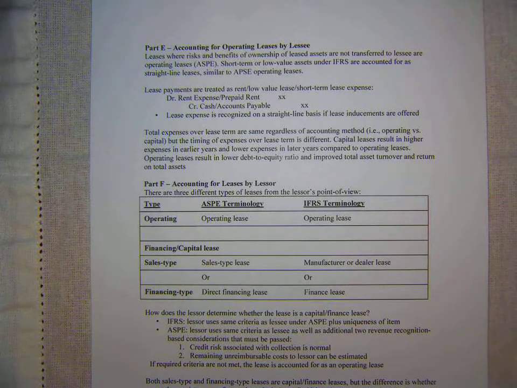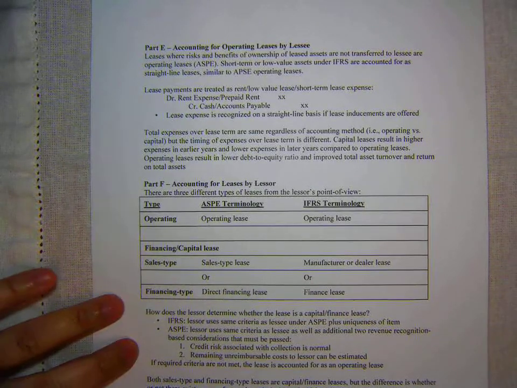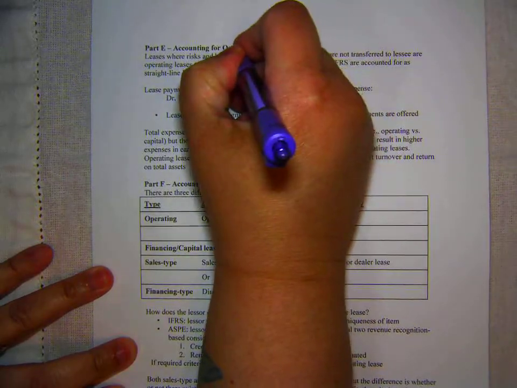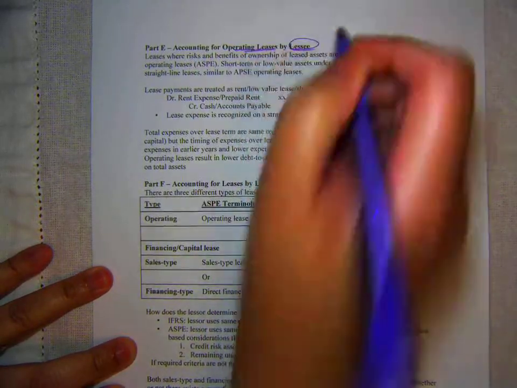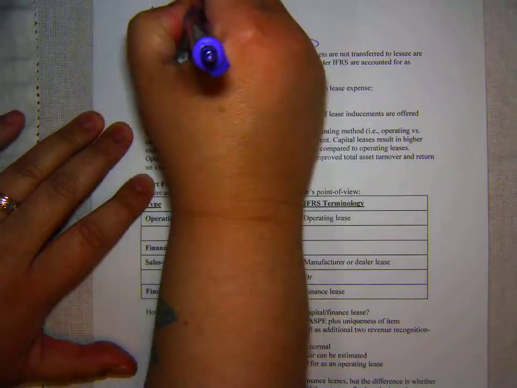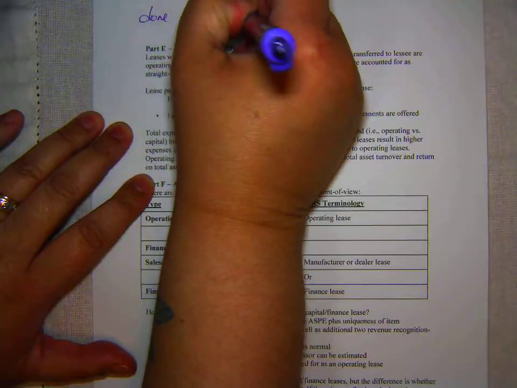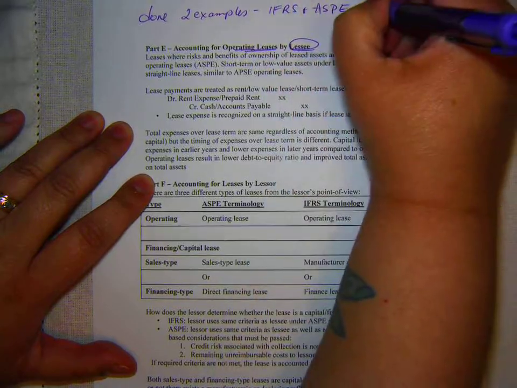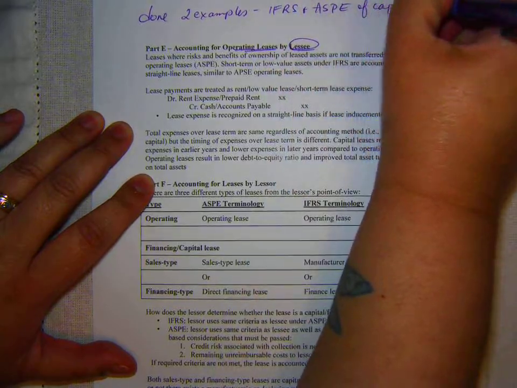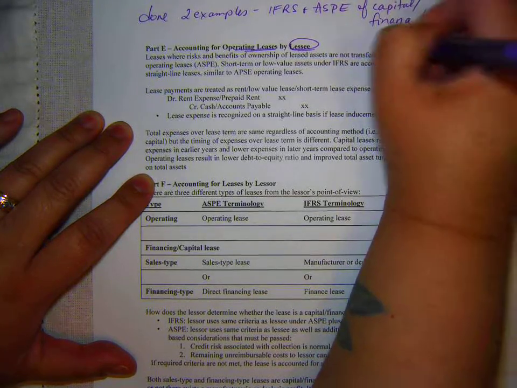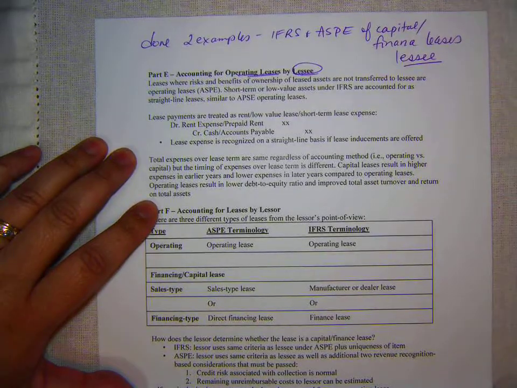Of leases. So Part E is accounting for operating leases by the lessee. We've already finished two examples, IFRS and ASPE, of capital or finance leases for the lessee, just like in class. So now we're looking at the operating leases.